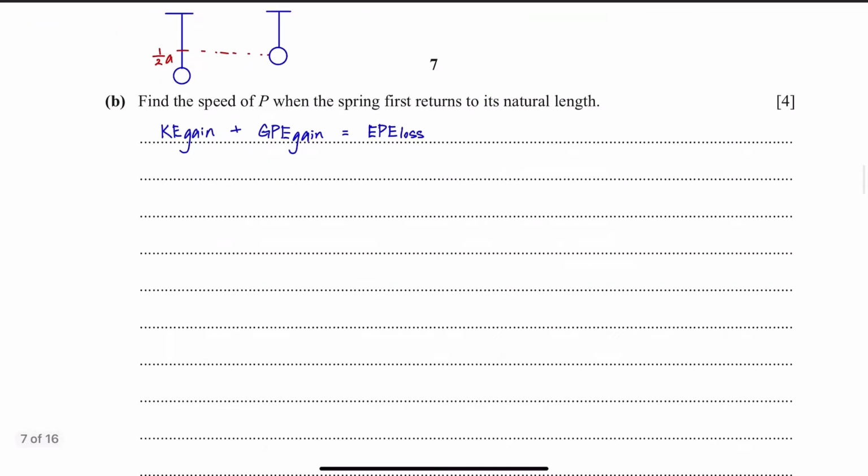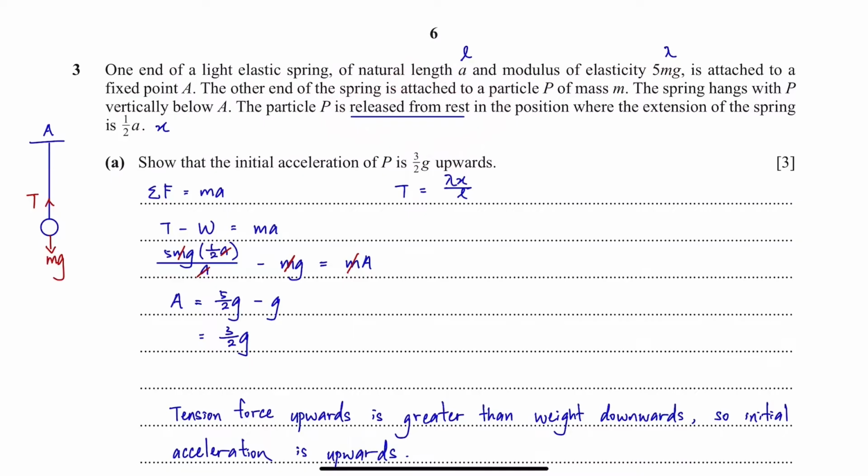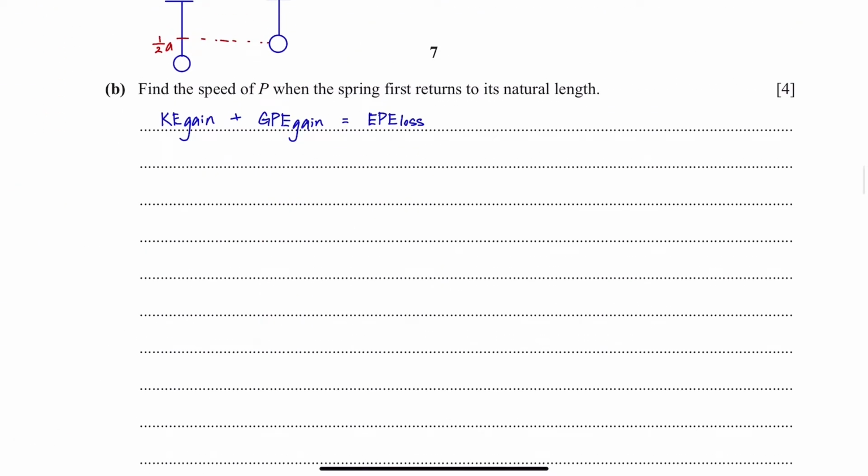Okay, so we have the difference in the kinetic energy. Initially, it is released from rest, right? Released from rest. So the initial velocity is 0. So we just have to consider the final velocity, which is half mv square. V square is the one that we want to find, plus mgh. The height is 1 over 2a, equal to lambda, which is 5 mg, times extension square over 2 times the natural length.